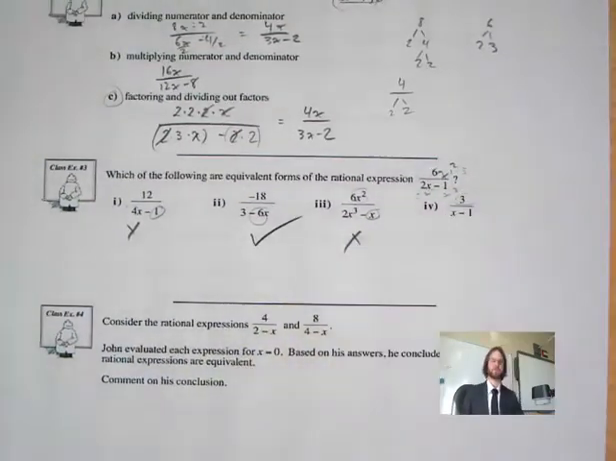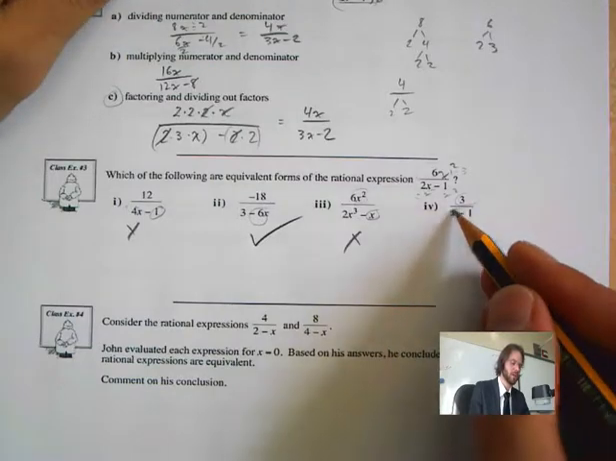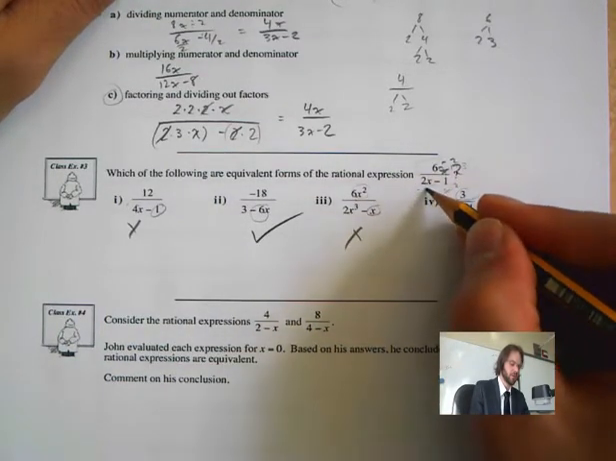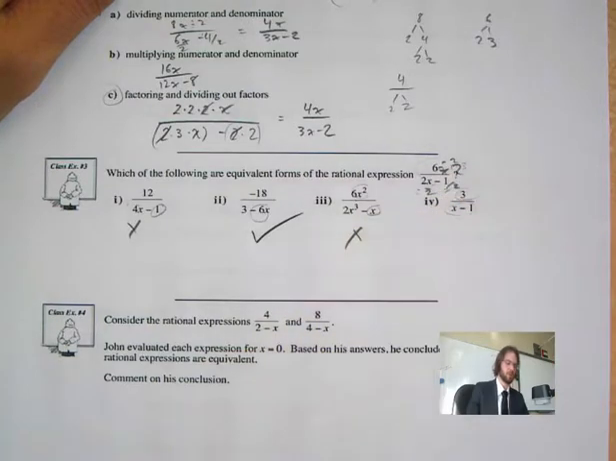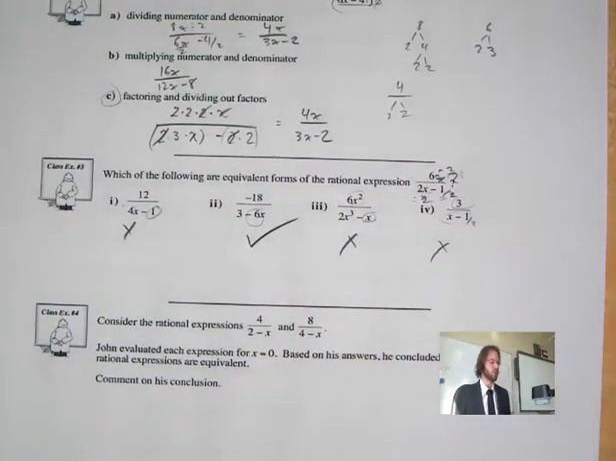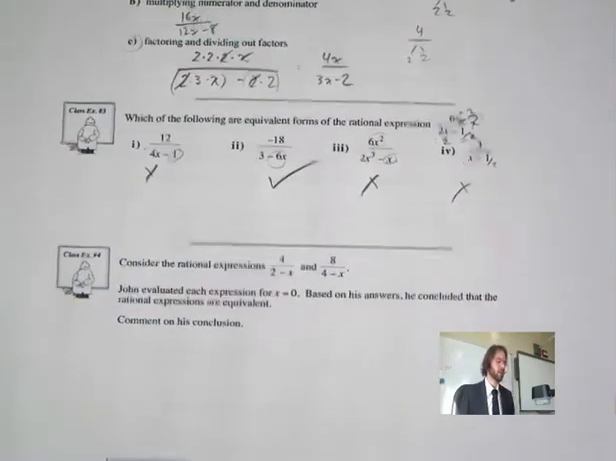Let's try the next one. We have the 3. Okay, and then x minus 1. Well, this is divided by 2. This is divided by 2, and this is divided by 2. So, no, that one doesn't work as well, because this should be 1/2. So that's a no as well. So only one of them is equivalent.